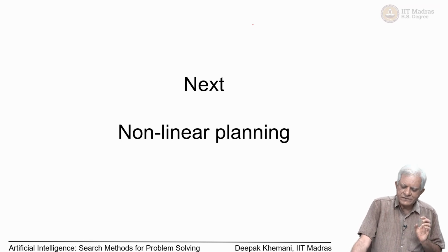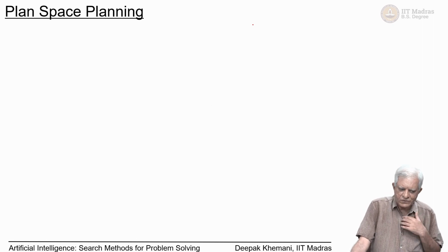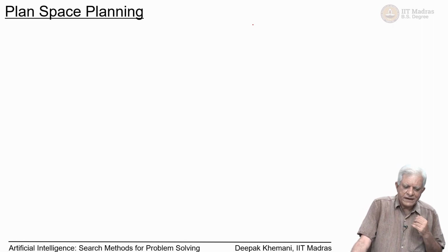So, next we will start looking at other approaches to planning which are not linear planning, in the sense that they do not do things in a linear order, but can do things in different orders, and that approach is going to be plan space planning.